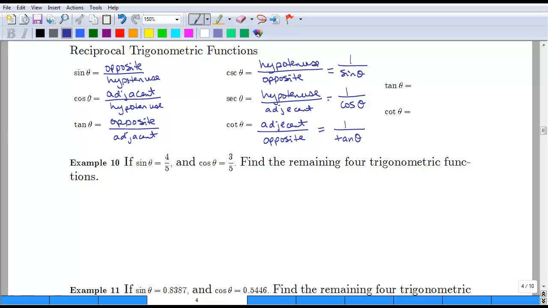So take a second here, make sure that everything makes sense. Again, these are reciprocals. All they do is flip their fractions over. They're still trig ratios. They're just flipped over trig ratios.